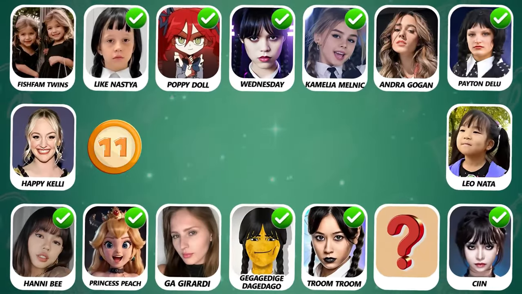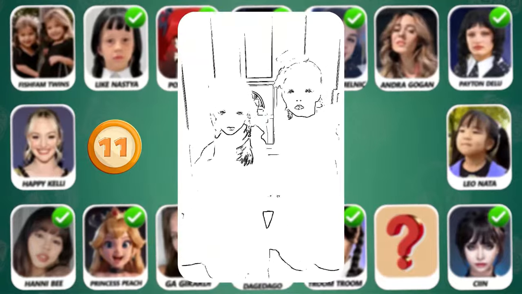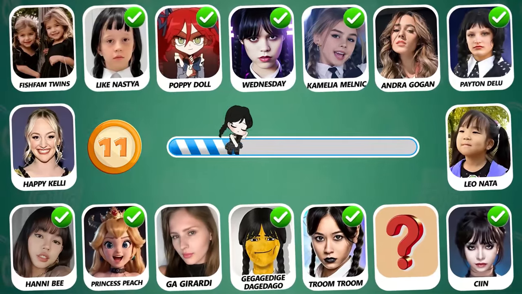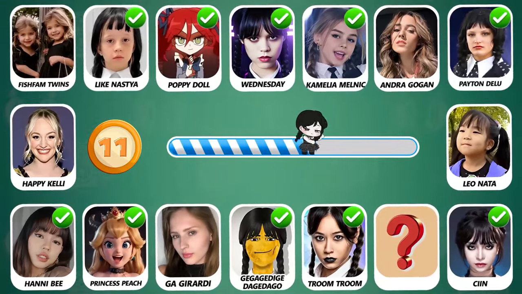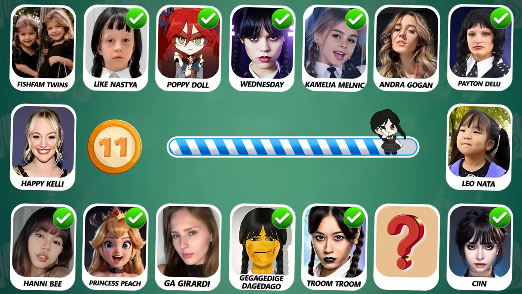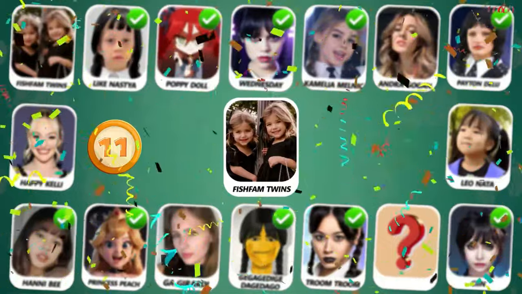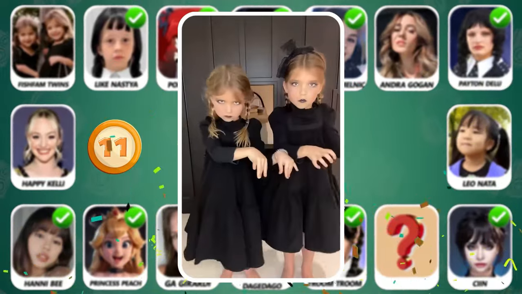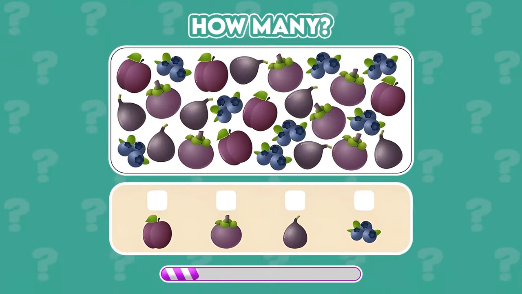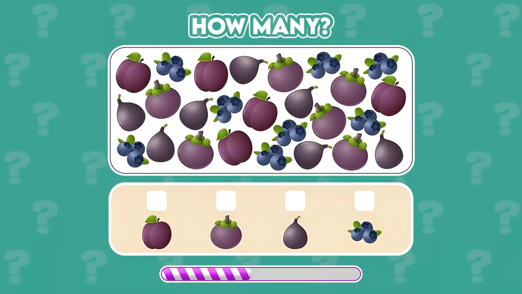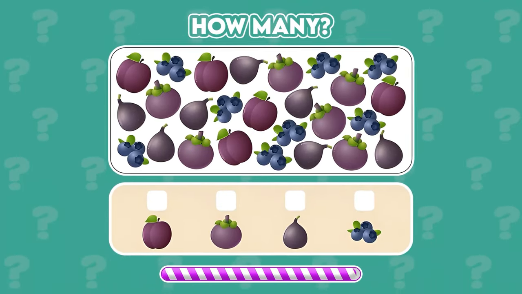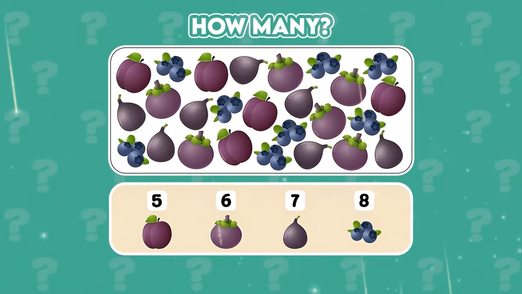Number 11. Can you guess who are dancing? Woo! Yes, they are Fish Fam twins. Count the same objects and write the number. You are fantastic! Here is the answer!